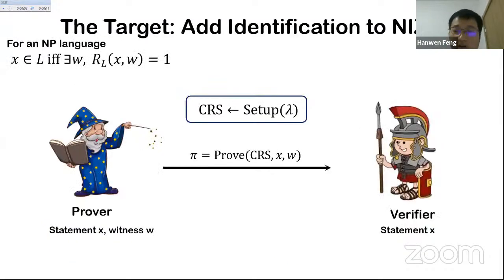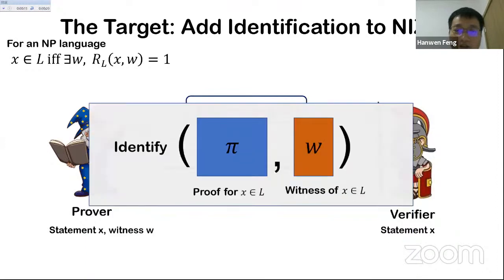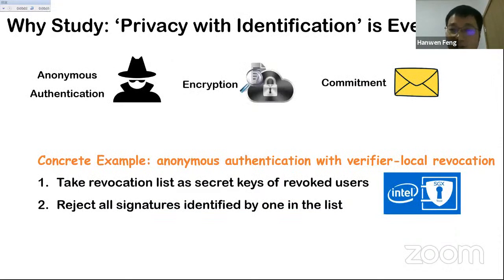In standard NIZK, a prover can use his witness to create a proof, and by reading this proof, the verifier knows nothing beyond the validity of the statement. In this work, our target is to introduce an identification functionality, such that one can identify whether a proof was generated using a specific witness. This identification already enables many interesting functionalities in privacy-preserving primitives. A concrete example could be anonymous authentication with verifier local revocation, in which one can check and reject all signatures identified by a revoked secret key.